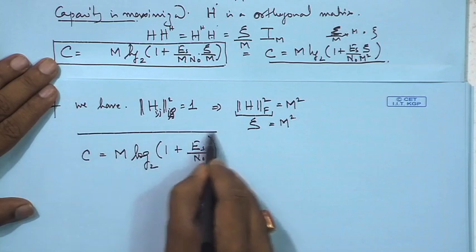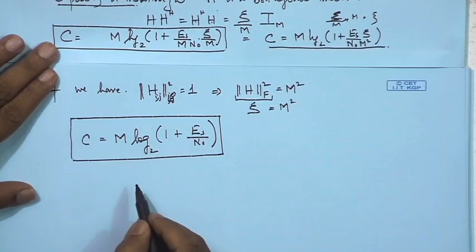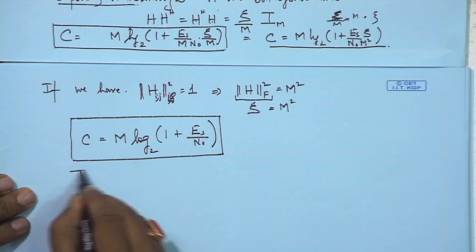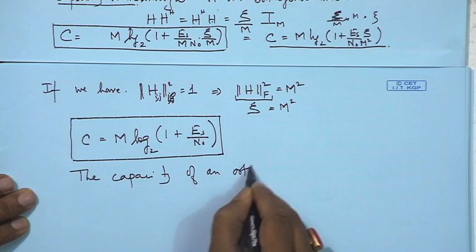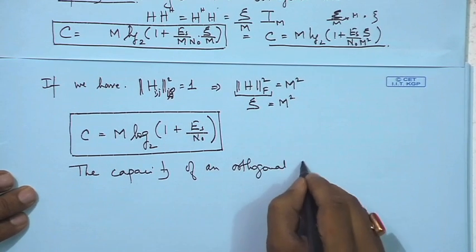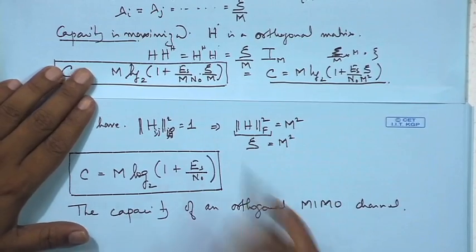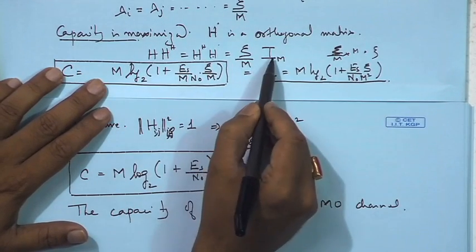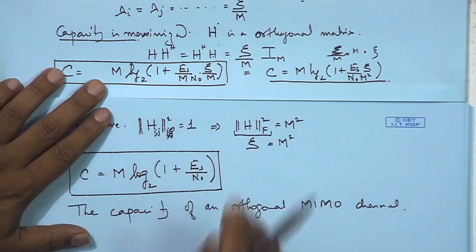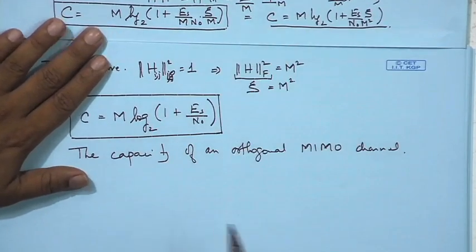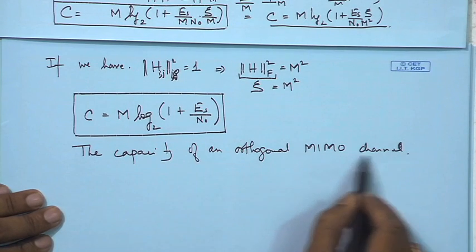So, what do we have over here? This is a beautiful result that we have in front of us. This result tells us that the capacity, and this would be very useful, of an orthogonal MIMO channel. So, what is an orthogonal MIMO channel? An orthogonal MIMO channel is one where H Hermitian H is identity and zeta upon m indicates the strength of the channel, where the total strength is zeta. So, if we had taken this to be m or anything else, again the results would be similar. So, this is the capacity of an orthogonal MIMO channel.